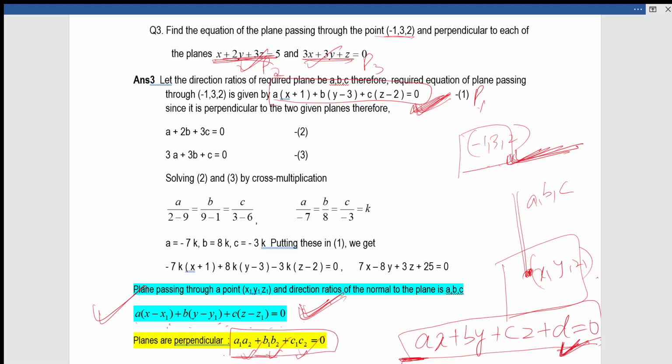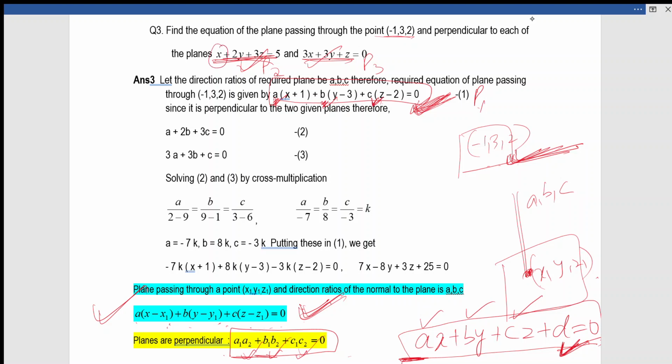तो जब दो planes perpendicular होते हैं तो फॉर्मूला है A1 A2 plus B1 B2 plus C1 C2. इसके डायरेक्शन रेशियोज क्या हैं? A, B और C. बिकॉज क्या होते हैं डायरेक्शन रेशियोज? एक्स वाई और जेड का कोफिशिएंट. तो एक्स का कोफिशिएंट क्या है? ए, वाई का कोफिशिएंट बी, जेड का कोफिशिएंट सी.